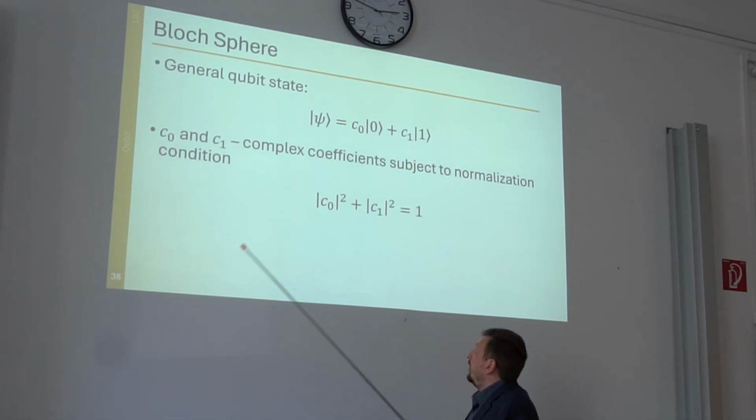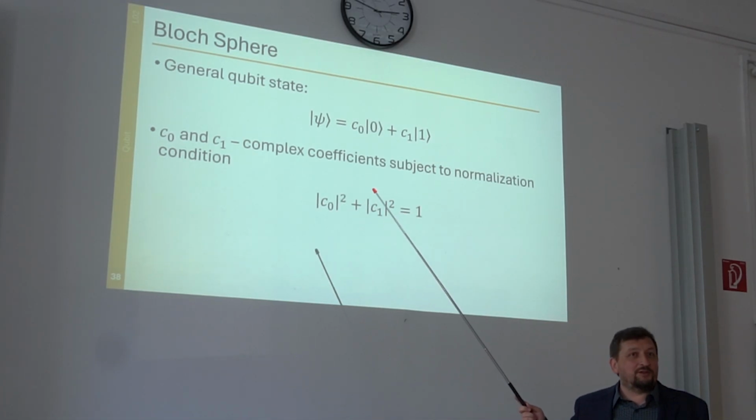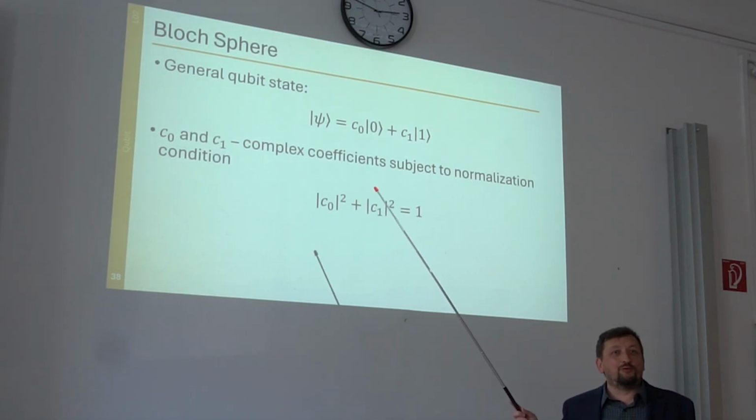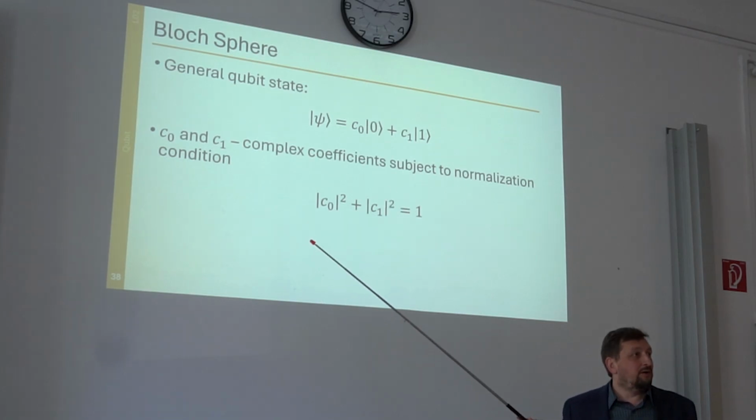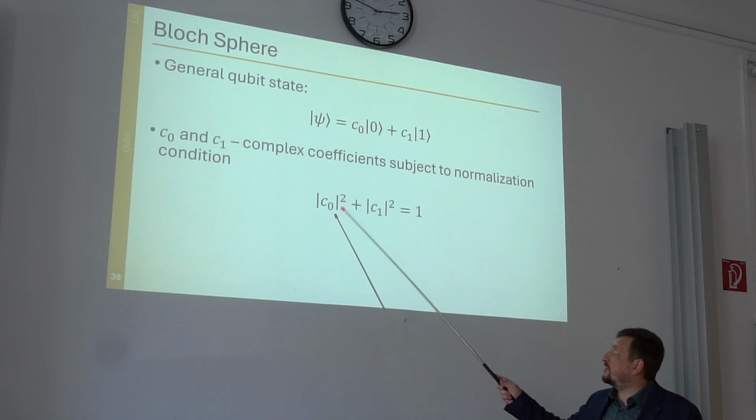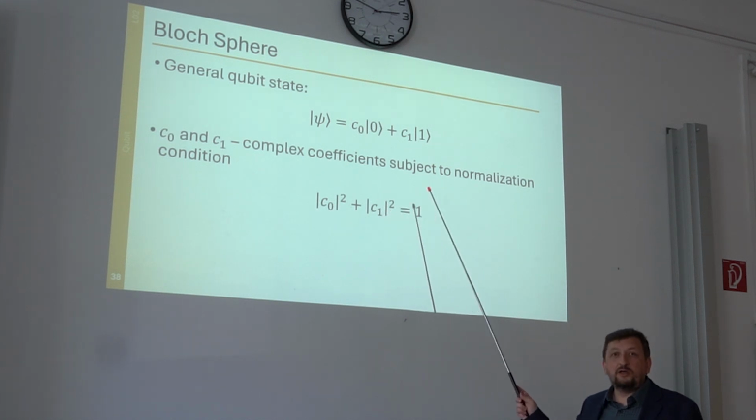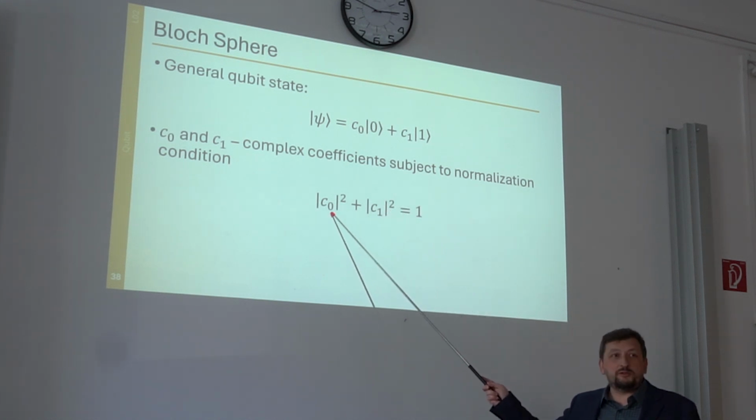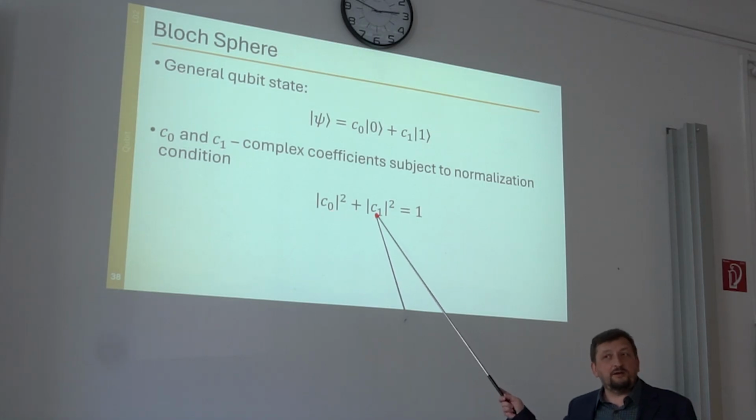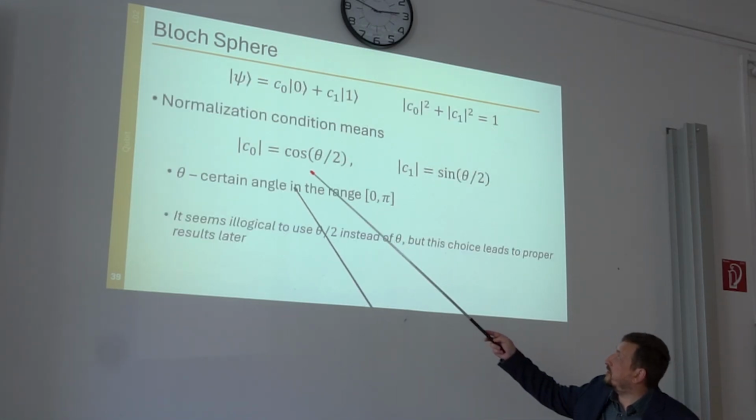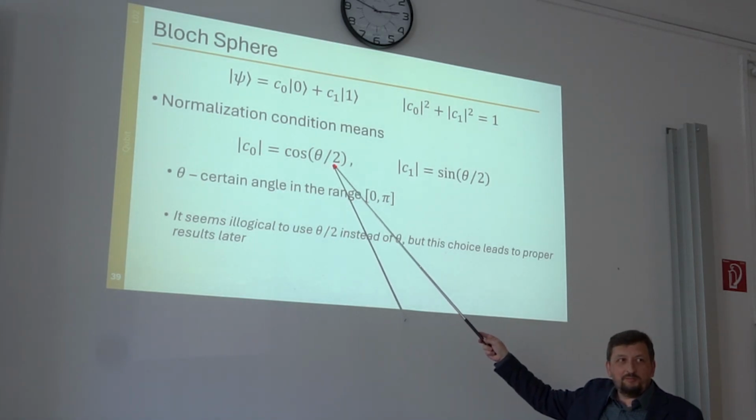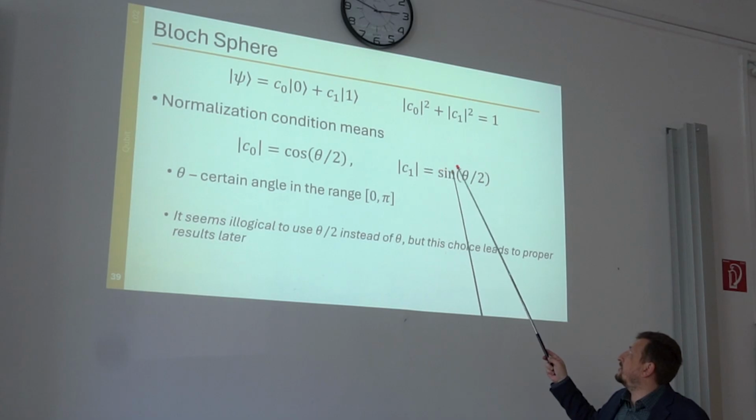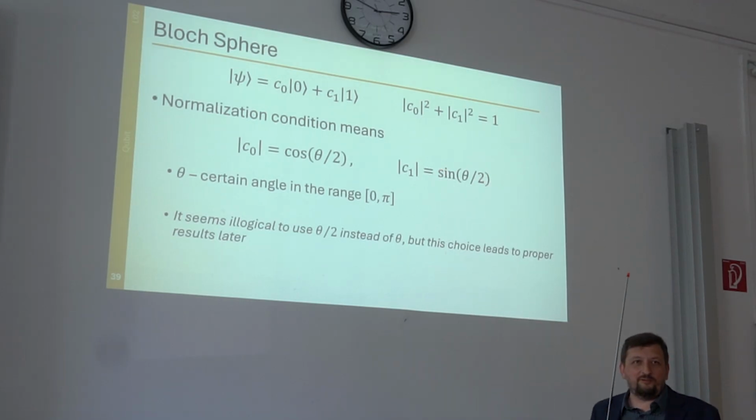First of all, there is one important relation, one of the trigonometric relations that you should understand: cosine squared plus sine squared equals 1. Here I have a squared plus b squared equals 1. That means I can write one of these terms as cosine, another as sine. So I can write the absolute value of C0 as cosine of some angle theta divided by 2, and here sine of theta divided by 2.